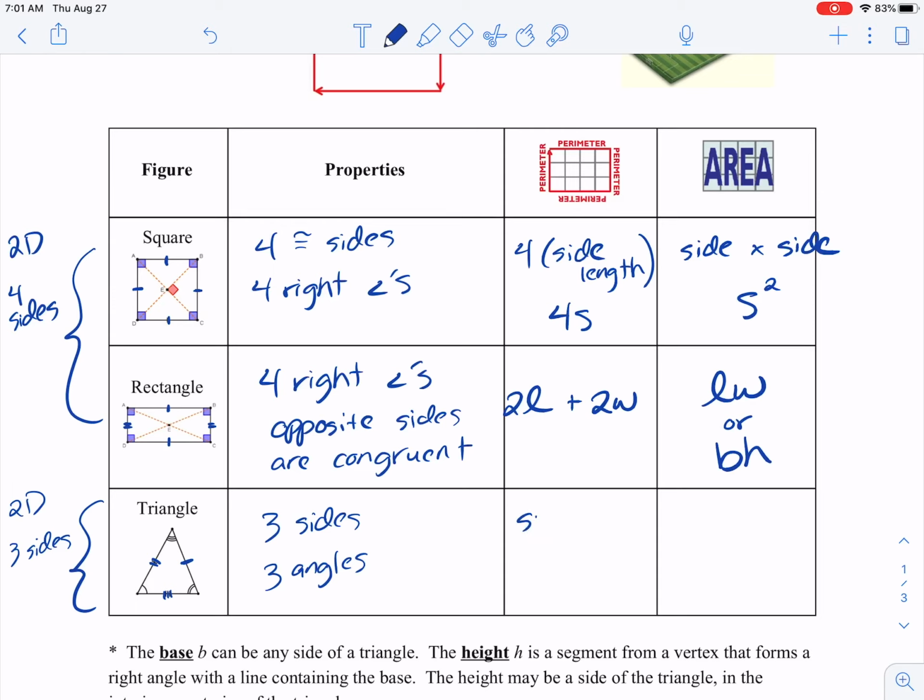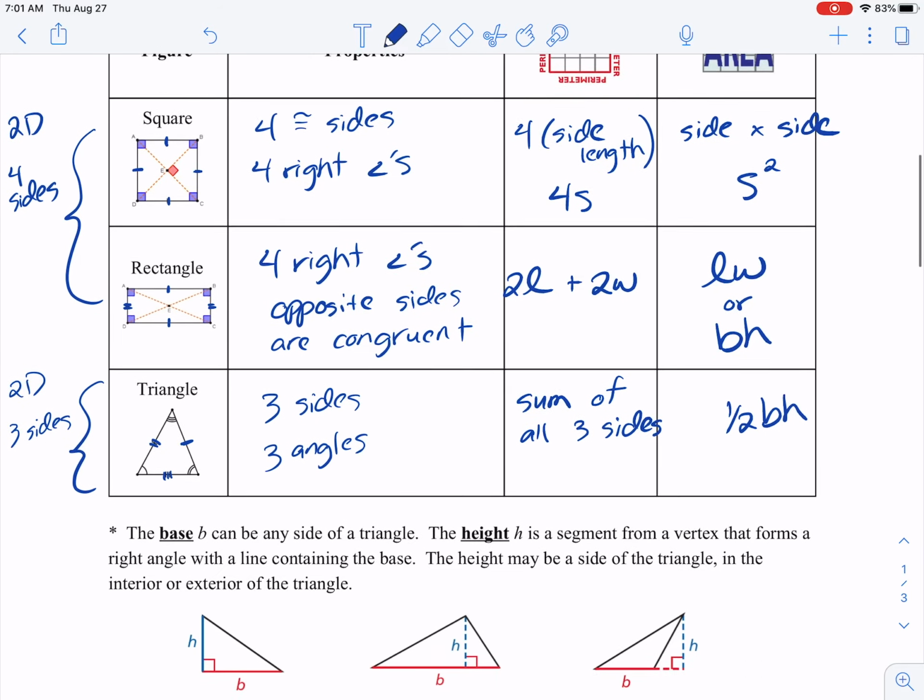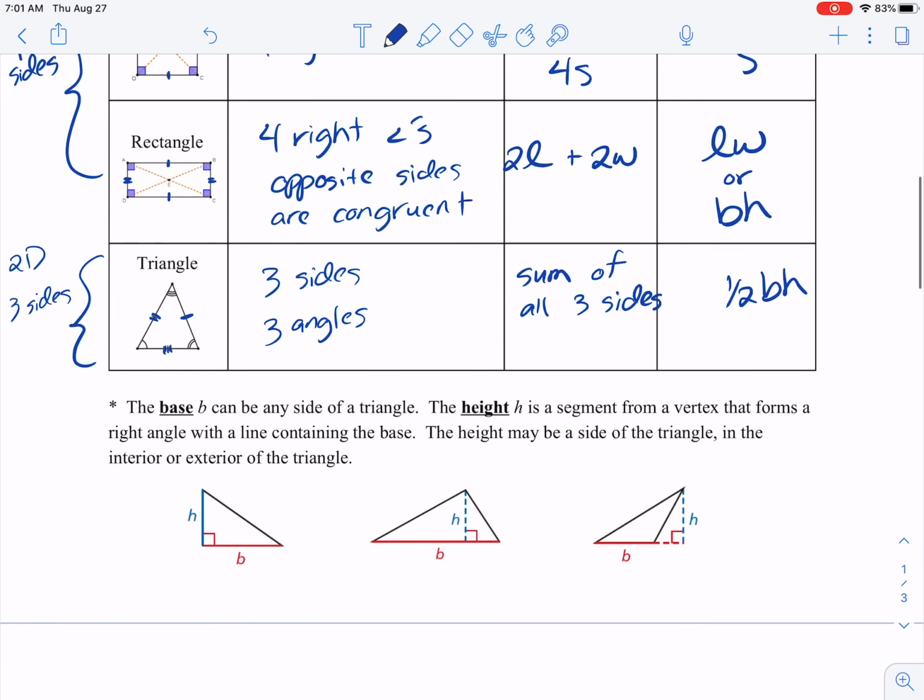For perimeter of a triangle, no special formula here, we just need to sum all 3 sides, meaning add all of them together. And then for area, 1/2 base times height. You can think of a triangle as half a rectangle or half a square. So we use the same formula, base times height, and then we just cut it in half.